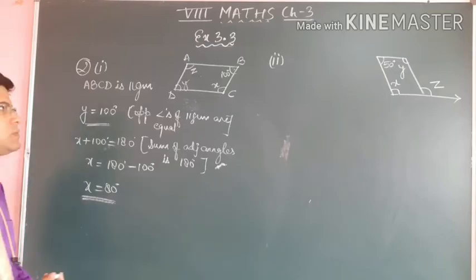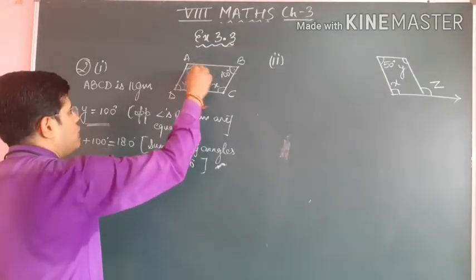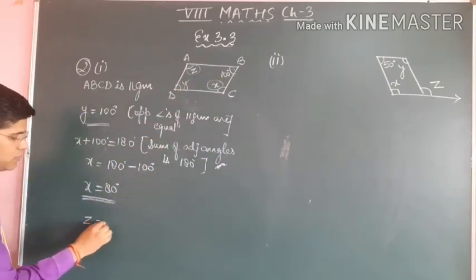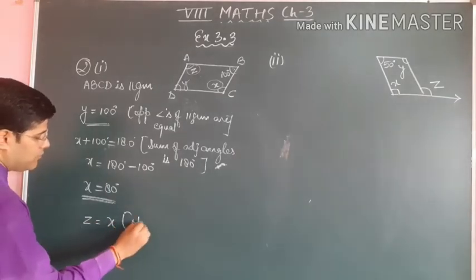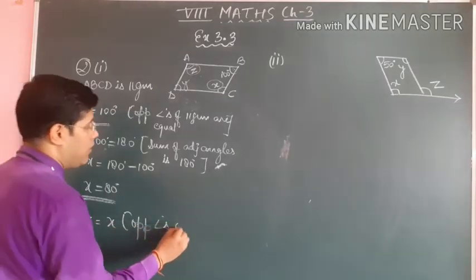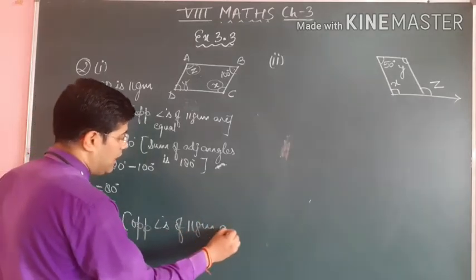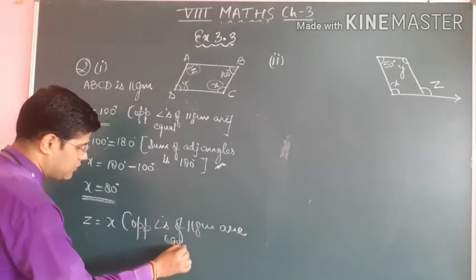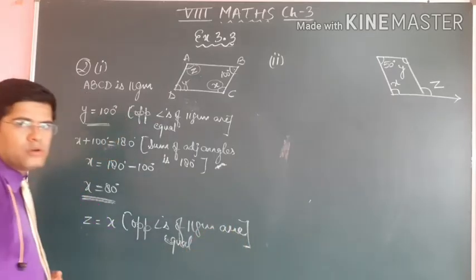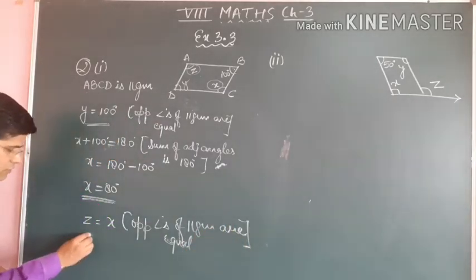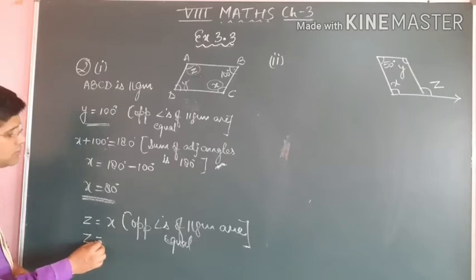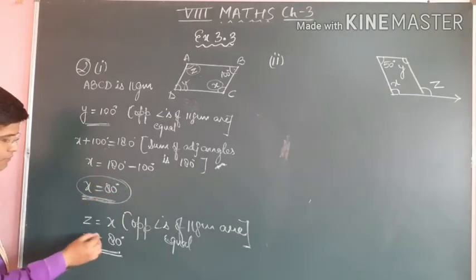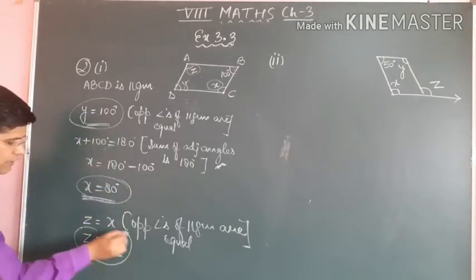Now the last one, z. So z is equal to x, because opposite angles are equal. Here I have to write the property: opposite angles of a parallelogram are equal. So here you can see that I write the properties also, and all the students must also write the property along with the solution. So z is equal to 80. So x equals 80, y is equal to 100, and z is equal to 80.